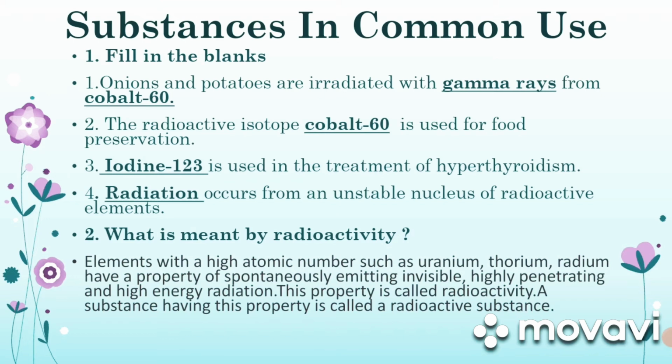Question 2. What is meant by radioactivity? Elements with a high atomic number such as uranium, thorium, radium have a property of spontaneously emitting invisible, highly penetrating and high energy radiation. This property is called radioactivity. A substance having this property is called a radioactive substance.